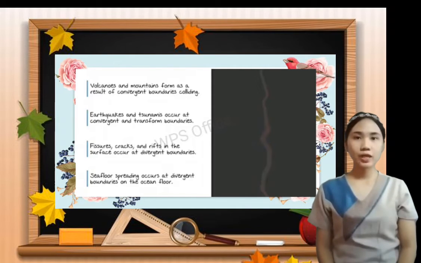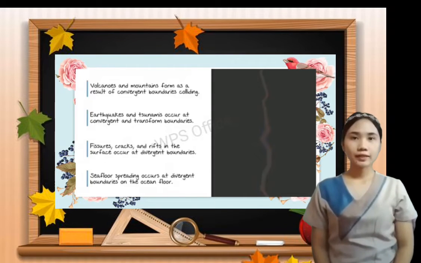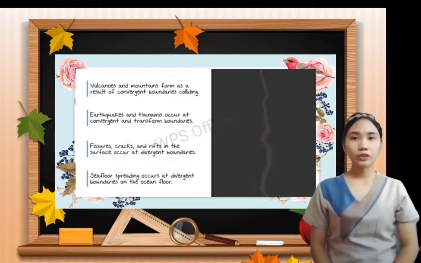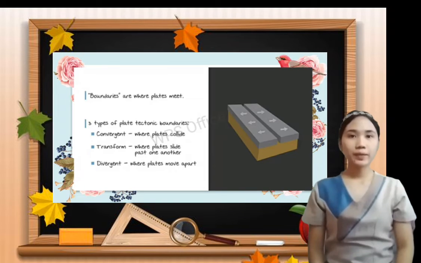Earthquakes and tsunamis occur at convergent and transform boundaries. Fissures, cracks, and drift in the surface occur at divergent boundaries. Seafloor spreading occurs at the divergent boundaries on the ocean floor. Boundaries are where plates meet.